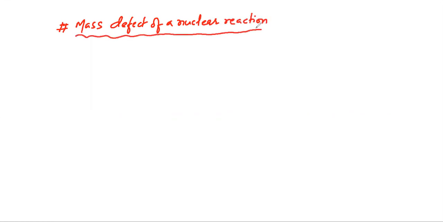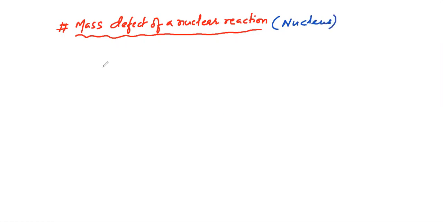Now let us talk about the mass defect. We will talk about the term mass defect of a nuclear reaction, which is very, very important. So let us talk about this nuclear reaction which we had just discussed. Because we are basically talking about the nucleus, this is a nuclear reaction. This is not a chemical reaction.